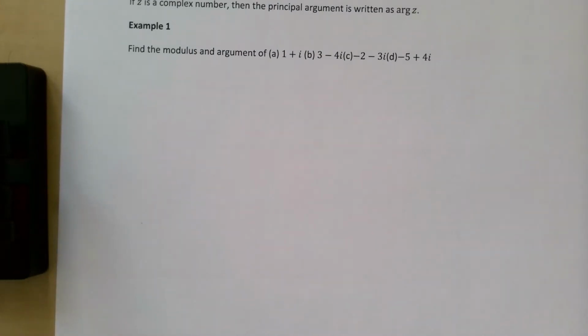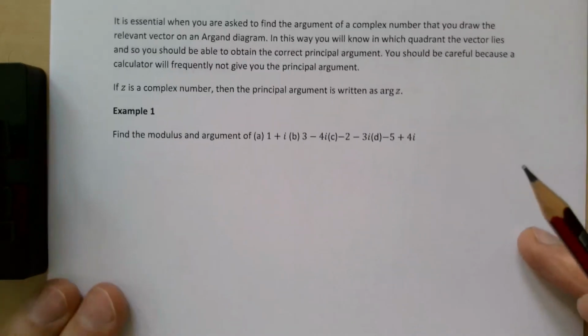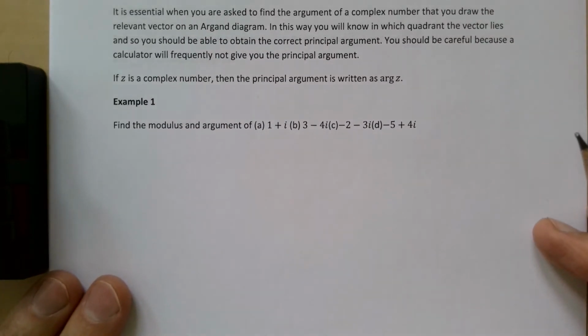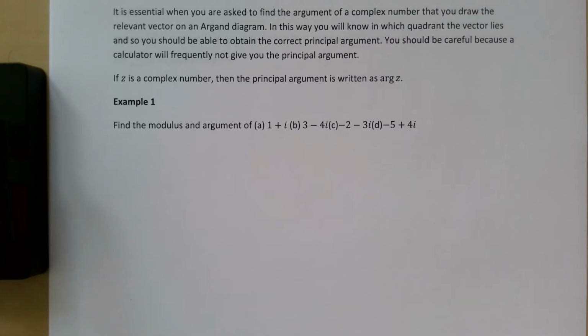It is essential when you're asked to find the argument of a complex number that you draw the relevant vector on the Argand diagram. This way you will know in which quadrant the vector lies, and so you'll be able to obtain the correct principal argument. You should be careful because a calculator will frequently not give the principal argument, written as arg z, if z is a complex number.